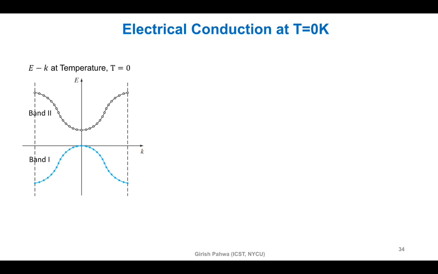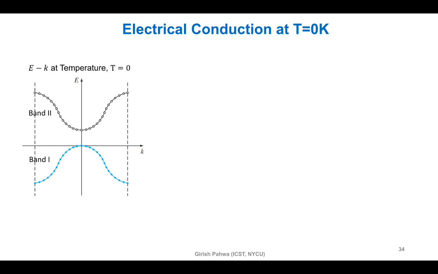Let's see. What kind of picture will I have at capital T equal to 0? So this is my E-k diagram at capital T equal to 0. You see some empty states here, right? So this is the filled, this is the empty. So you have two bands. Assume that your crystal is made up of some atoms, and we have just two bands. Let's just assume that.